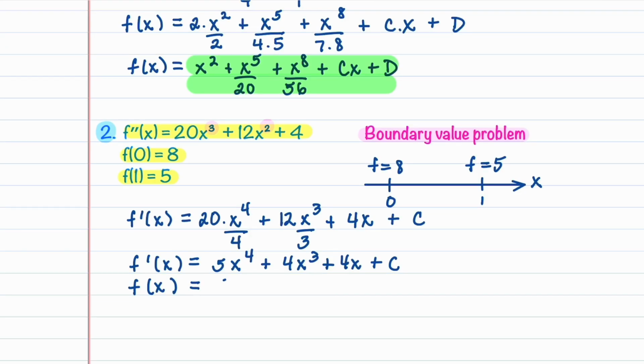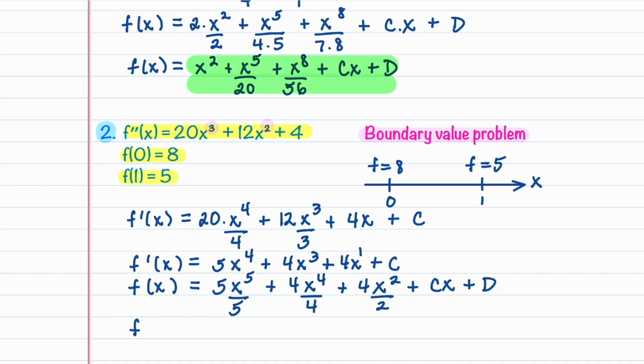And this is going to be 5x to the 5. We're just adding 1 to 4 divided by 5 plus 4x to the 3 plus 1, which is 4, divided by 4, plus 4x, think about that as a 1. We're going to add 1 to that, so 1 plus 1 is 2, so we have an x squared over 2. And now we're going to have a cx plus an additional constant because we took another antiderivative, and we're going to call that d.